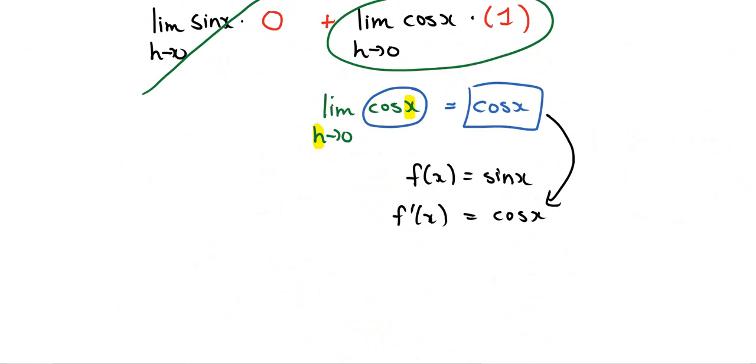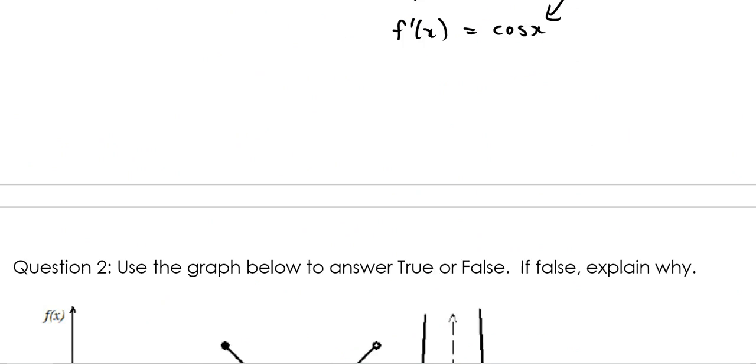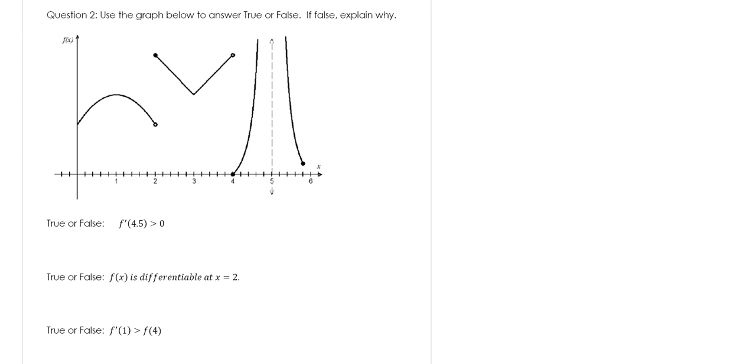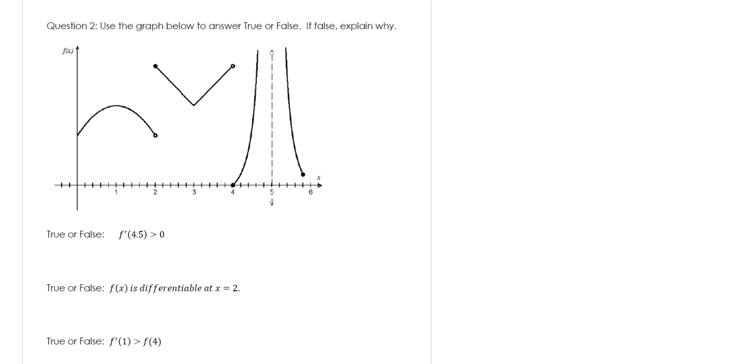Okay, great. Let's move on to the next question on your practice test. All right, I'm going to decrease the size of this. Okay, so question number 2, use the graph below to answer true or false. If false, explain why. Okay, so let's go ahead and take a look here.